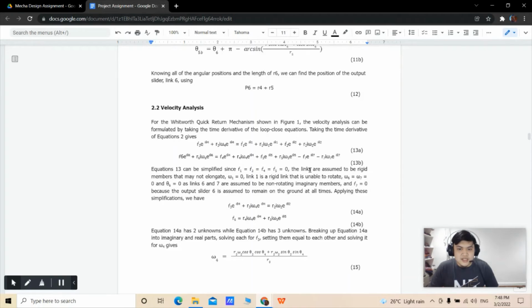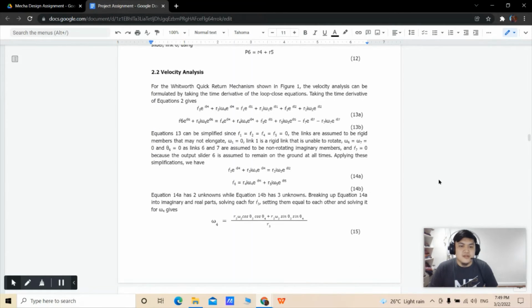These links are assumed to be rigid members that do not elongate, whereas w1 equals 0, since link 1 is a rigid link that is unable to rotate. w6 is equal to w7, which is also equal to 0, and theta 6 will be equal to 0, as links 6 and 7 are assumed to be non-rotating imaginary members, and r prime 7 will be equal to 0 due to the fact that output slider 6 is assumed to remain on the ground at all times.